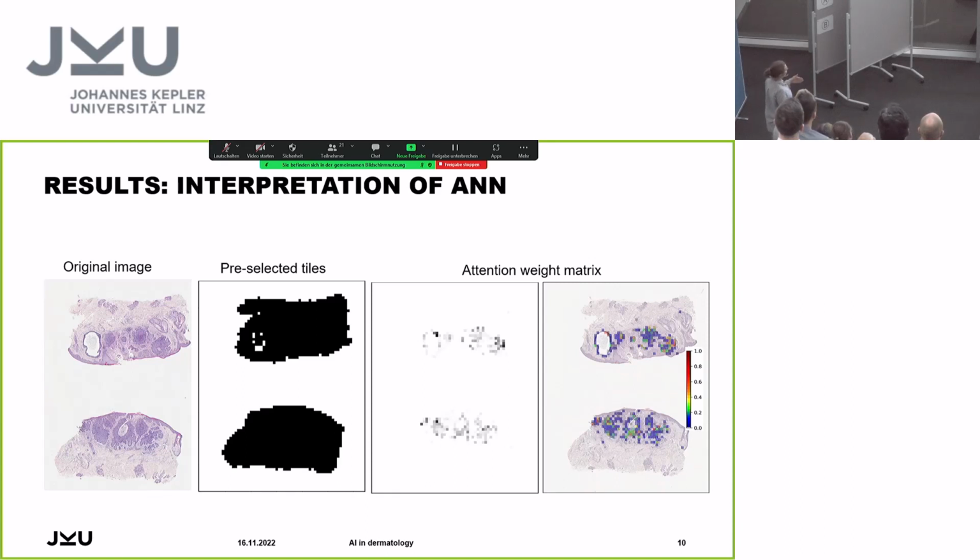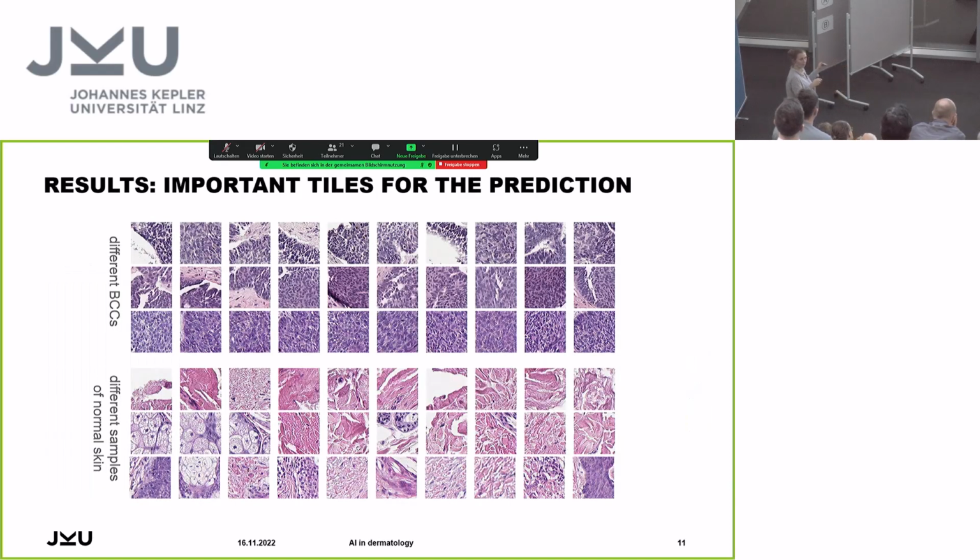We also, as I told you, got this attention matrix out of the neural network, which exactly shows the pathologist which of the parts of the whole slide image were important for the diagnosis. And besides this map, the diagnosing doctor can also have a look specifically at the most important tiles. So these are the examples for the 10 most important tiles of 3 different BCCs, and these are examples for the 10 most important tiles of normal skin.